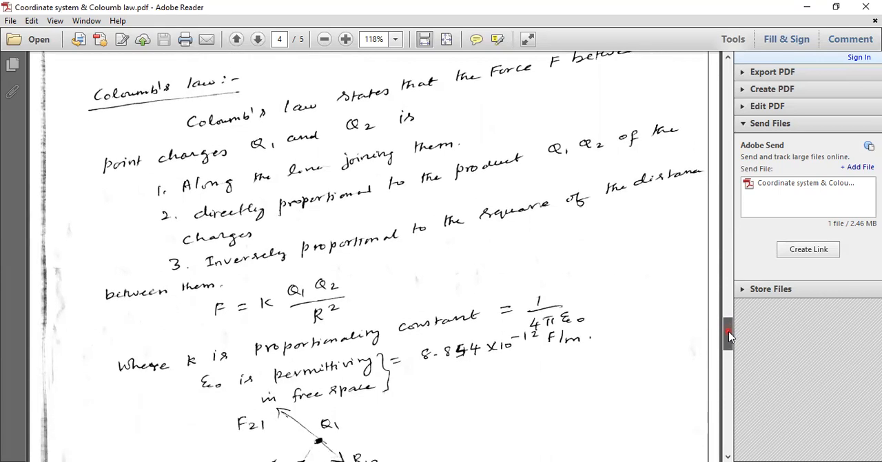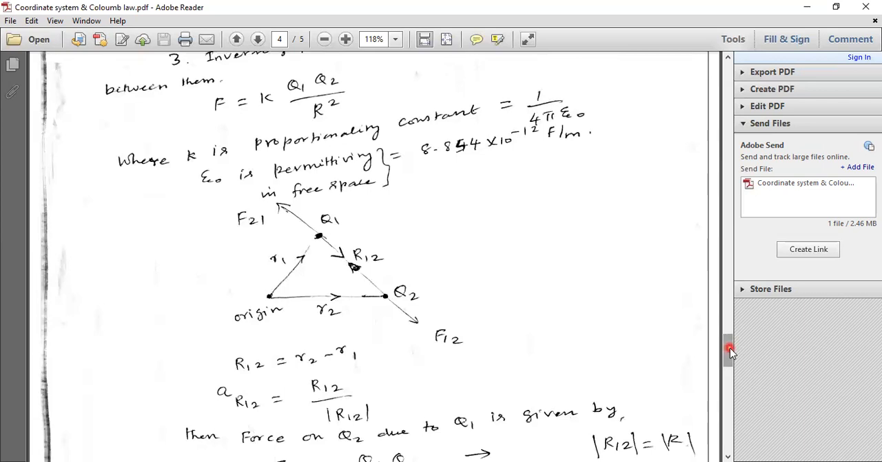Mathematically, Coulomb's law can be written this way: F is proportional to Q1 Q2 divided by R square, where K is the proportionality constant. When you add this proportionality constant, F is equal to K into Q1 Q2 divided by R square, where K is 1 by 4 pi epsilon naught. So Coulomb's law is written as Q1 Q2 divided by 4 pi epsilon naught R square, where R is nothing but the distance between the two charges.